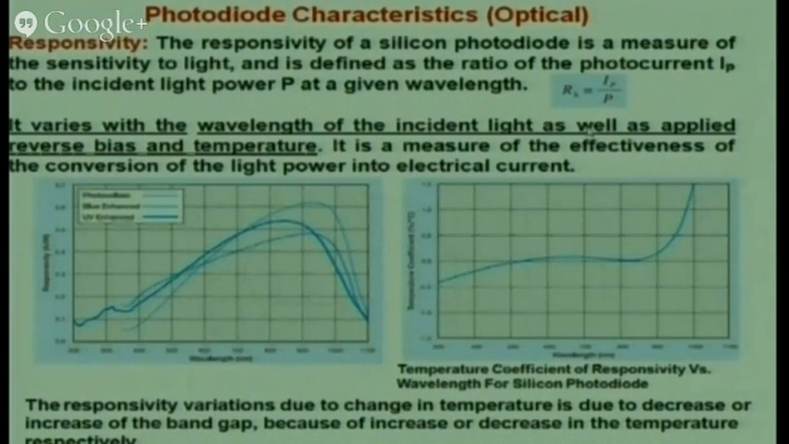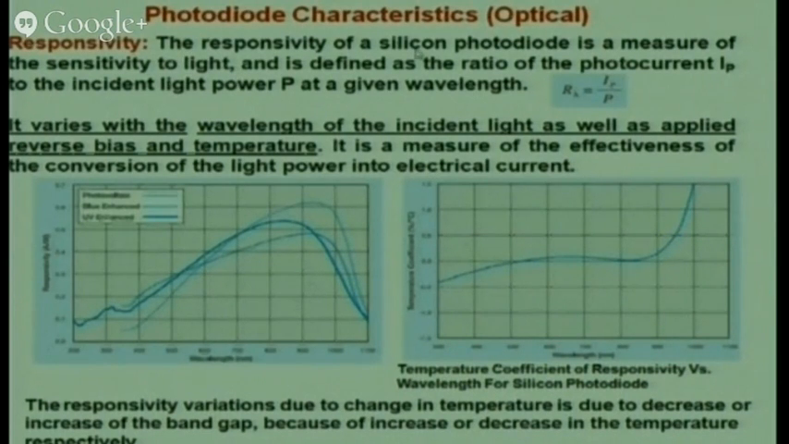Now there are optical parameters, that means what is the light input to the detector, what is the output, and how it varies with the wavelength also. Okay, so it varies with the wavelength like this. That defines my responsivity, wavelength versus ampere per watt. What is the current output per watt? So that gives me the responsivity curves of the photodiode.